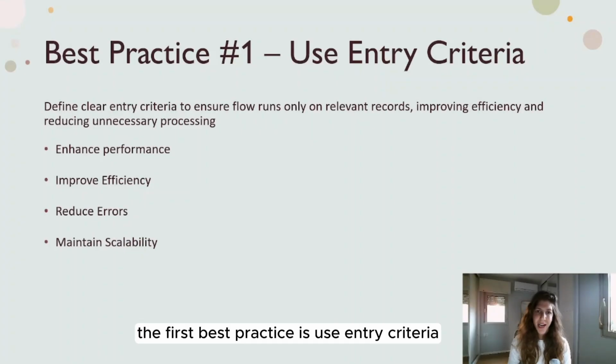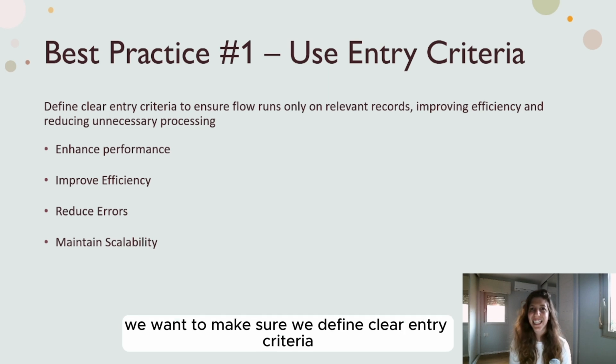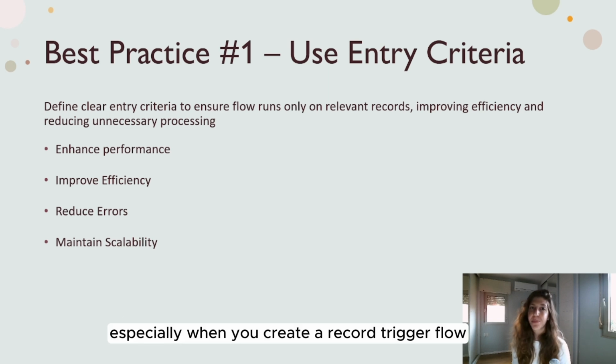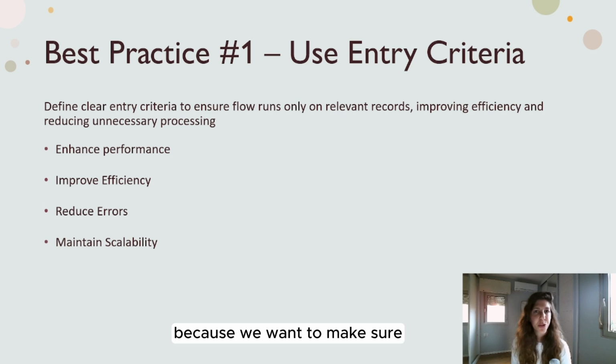The first best practice is use entry criteria. We want to make sure we define clear entry criteria, especially when we create a record trigger flow, because we want to make sure the flow runs only on relevant records. We want to enhance performance, improve efficiency, reduce errors, and maintain scalability. So let's see an example.